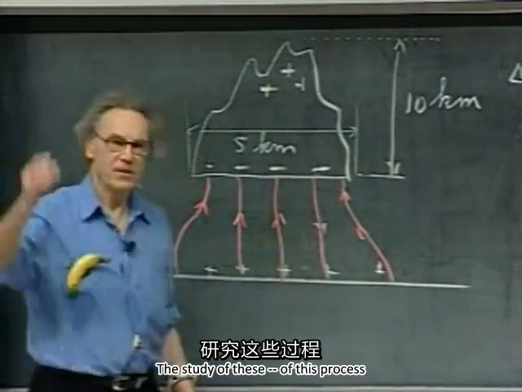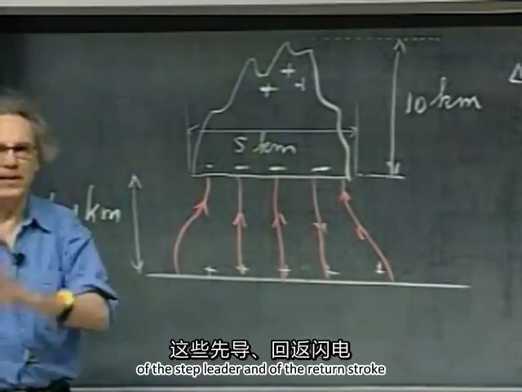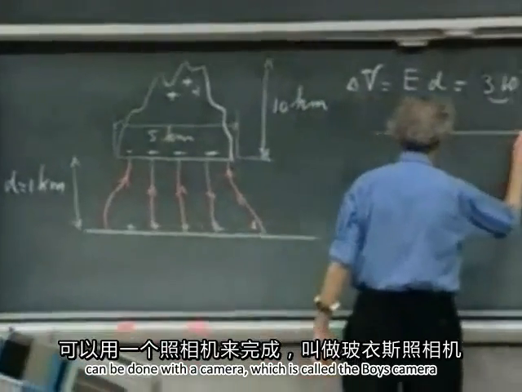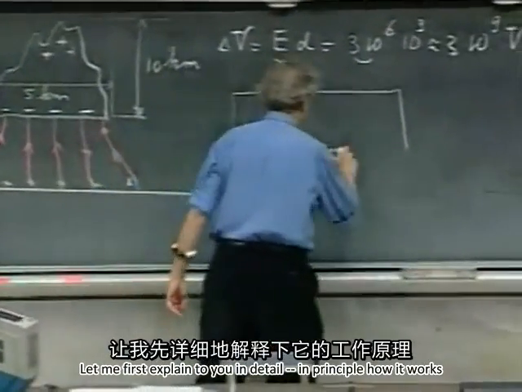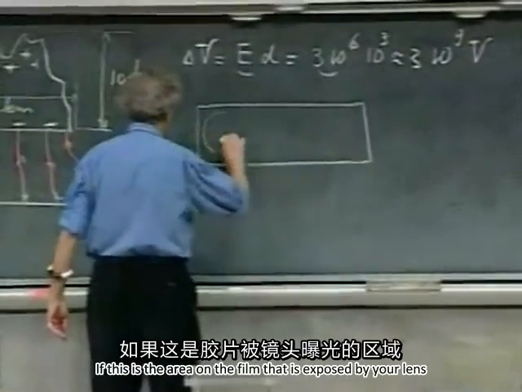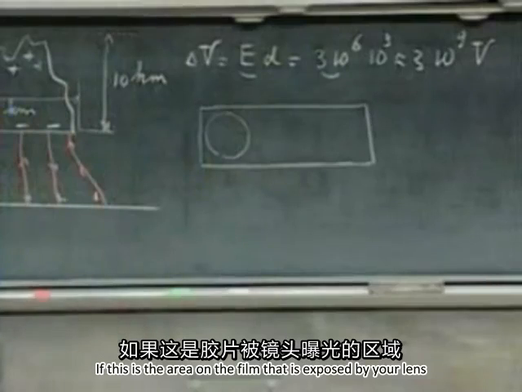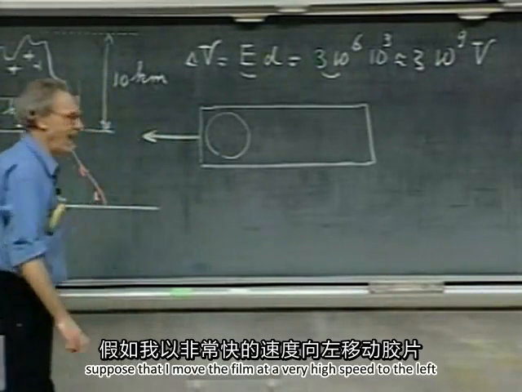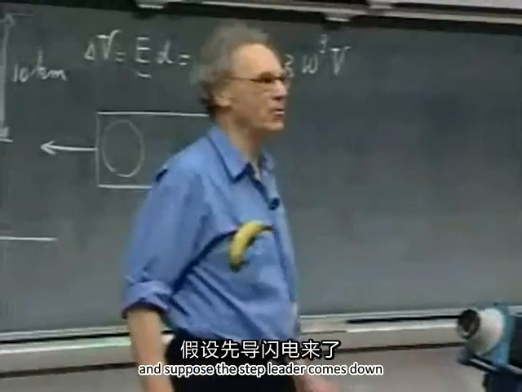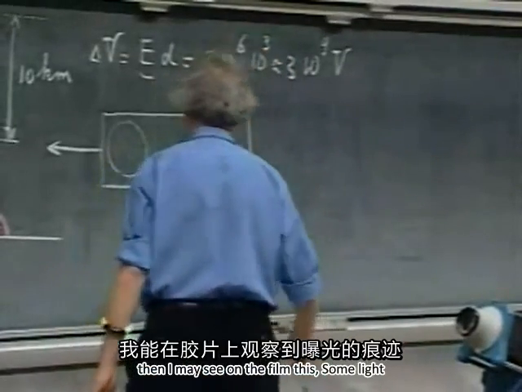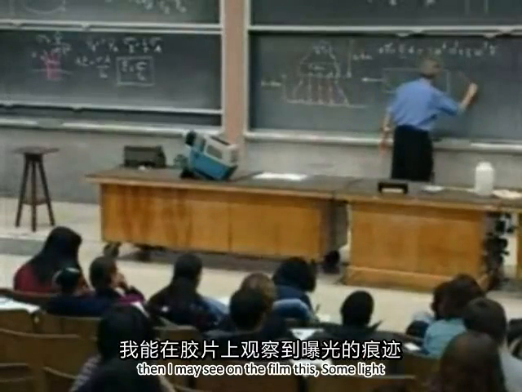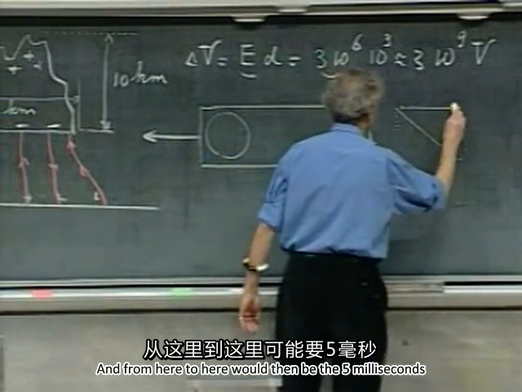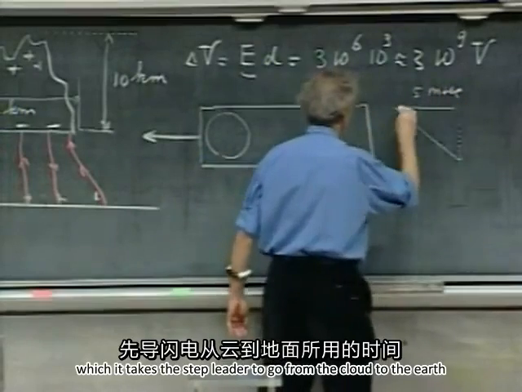The study of this process, of the step leader and of the return stroke, can be done with a camera which is called the Boyer's camera. Let me first explain to you in detail, in principle, how it works. If this is the area on the film that is exposed by your lens, suppose that I move the film at a very high speed to the left, and suppose the step leader comes down and I see some light from the step leader, then I may see on the film this, some light. And from here to here would then be the 5 milliseconds which it takes the step leader to go from the cloud to the Earth.